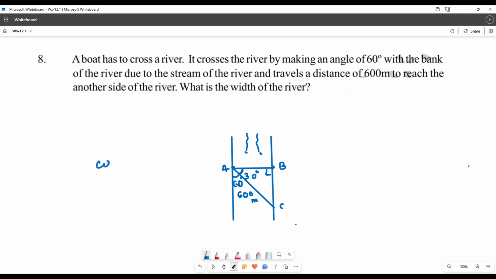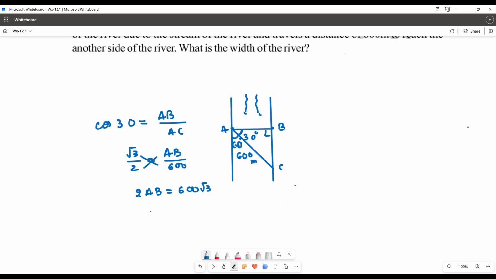So we have cos 30 is equal to length of adjacent side, which is AB, by hypotenuse, which is AC. Now cos 30 is equal to root 3 by 2, which is equal to AB, which we need to find, and AC is equal to 600. Now if I cross multiply both, I will get 2 times AB is equal to 600 into root 3. Now if I bring this 2 to right hand side, AB would be equal to 600 root 3 by 2.